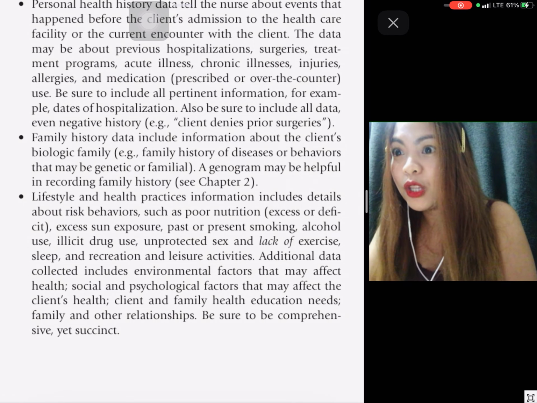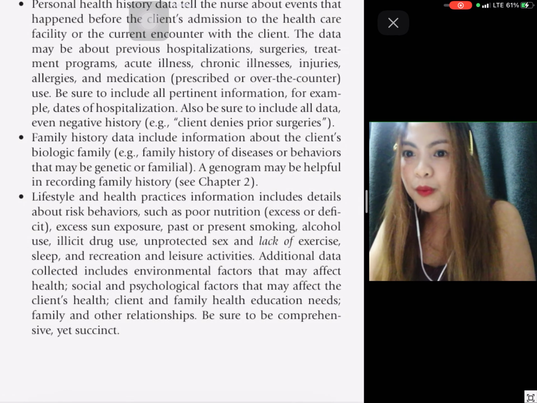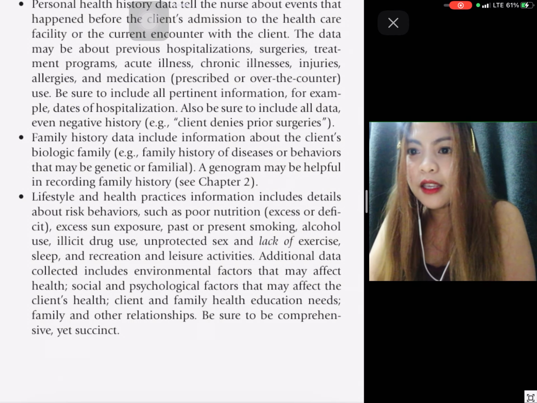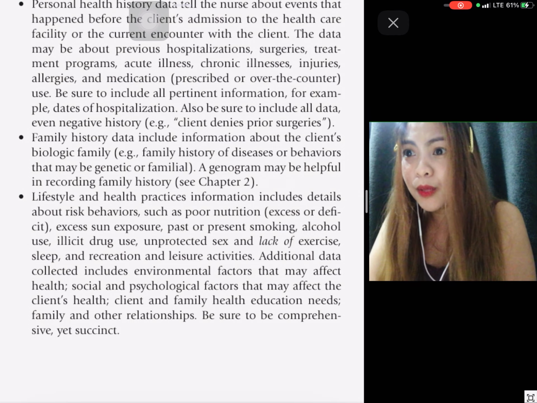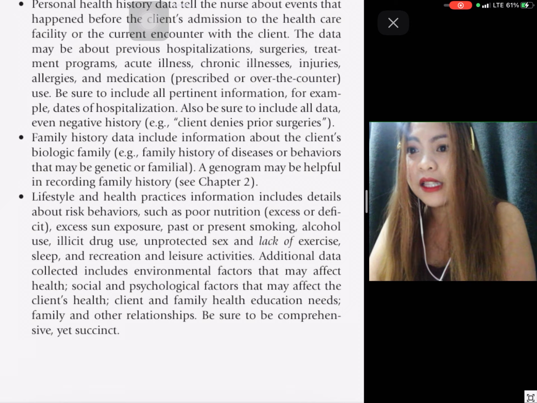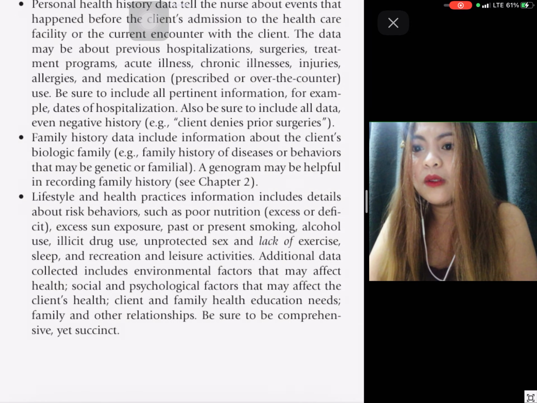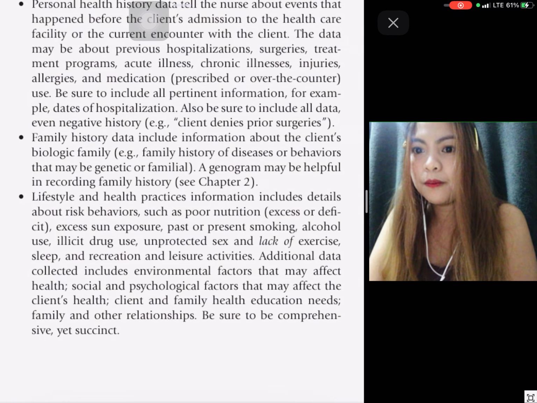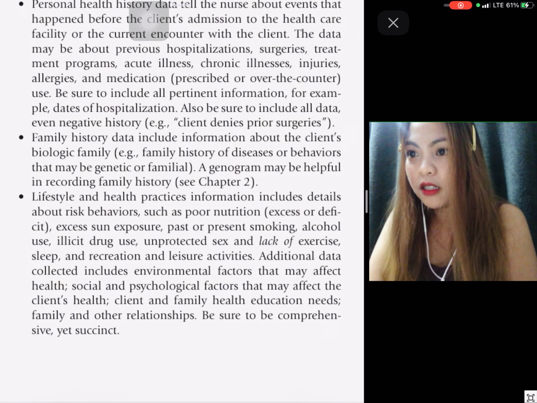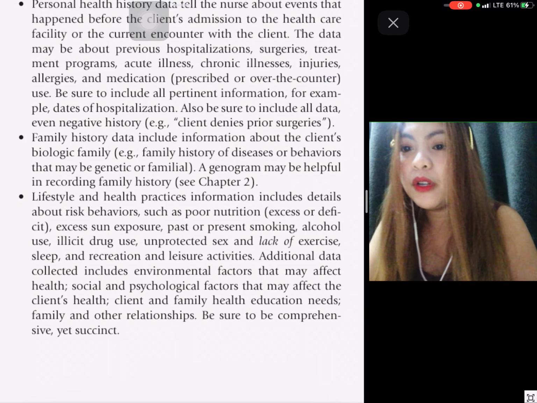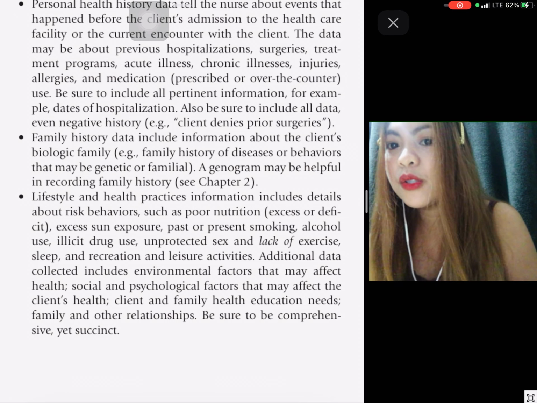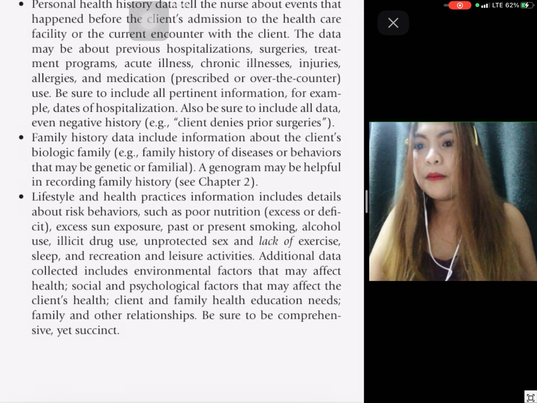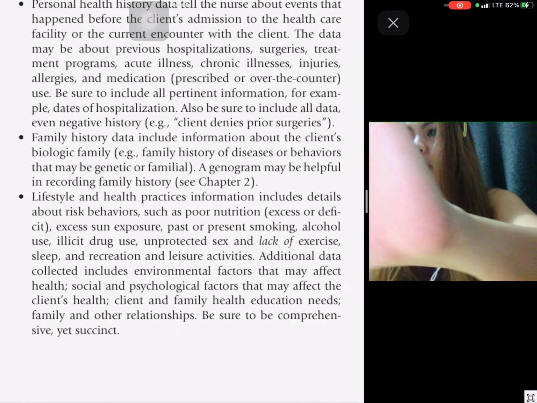Other risk behaviors include excessive sun exposure, past or present smoking, alcohol use, illicit drug use, unprotected sex, and lack of exercise, sleep, recreation, and leisure activities. Additional data collected includes environmental factors that may affect health, social and psychological factors, client and family health education needs, and family and other relationships. Be comprehensive and yet succinct.